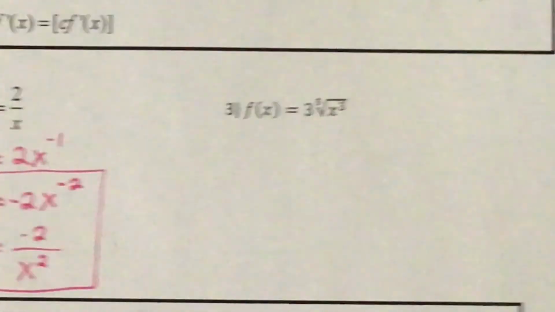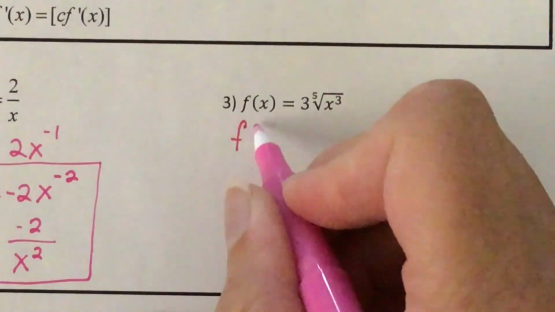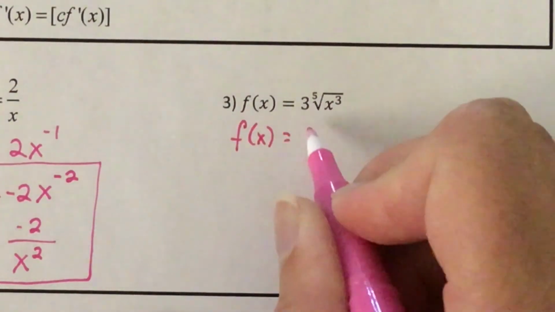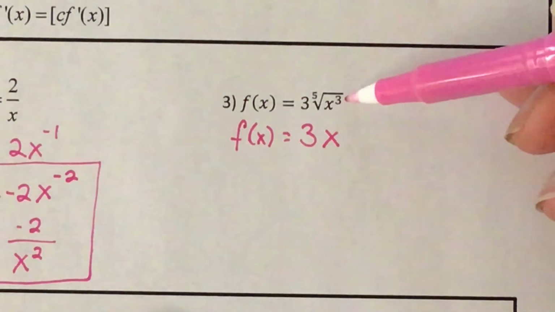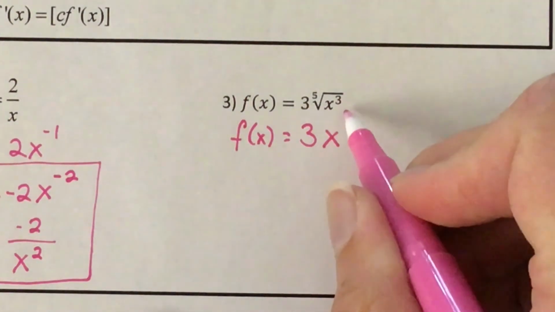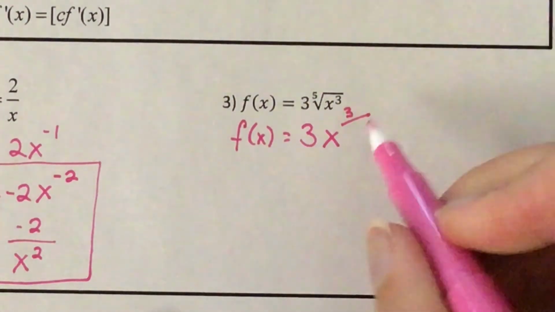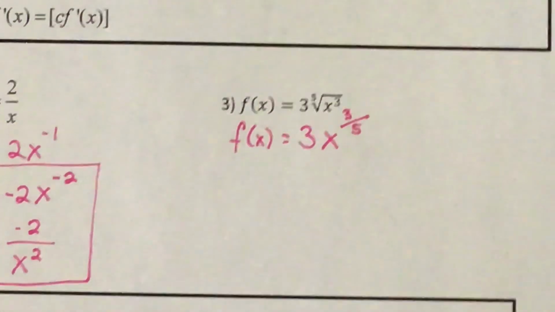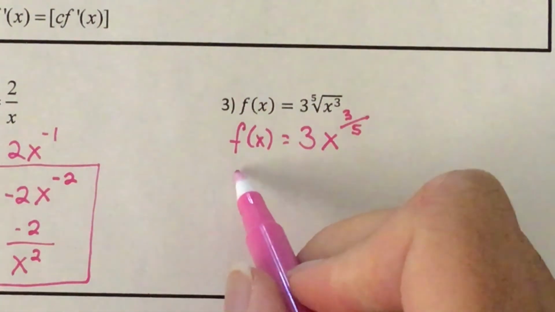Okay, last one in this row, f of x equals 3 times the 5th root of x cubed. Let's rewrite f of x, so we're not taking a derivative yet. This is 3x to the. Okay, so 3 was the power. Power is the sun on top. 5 is the root. Trees' roots are below the ground. There it is. I know that's super dorky, but whatever.